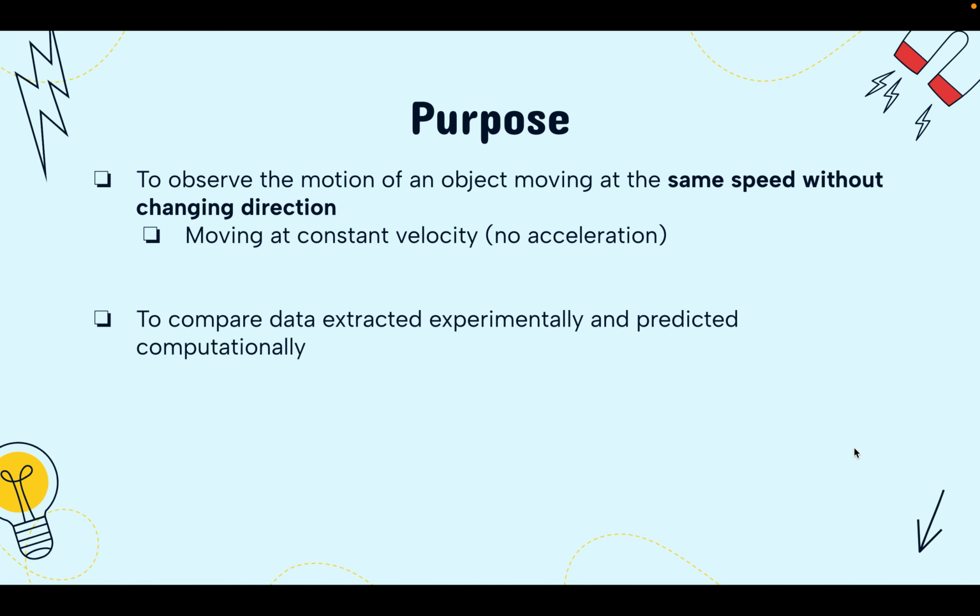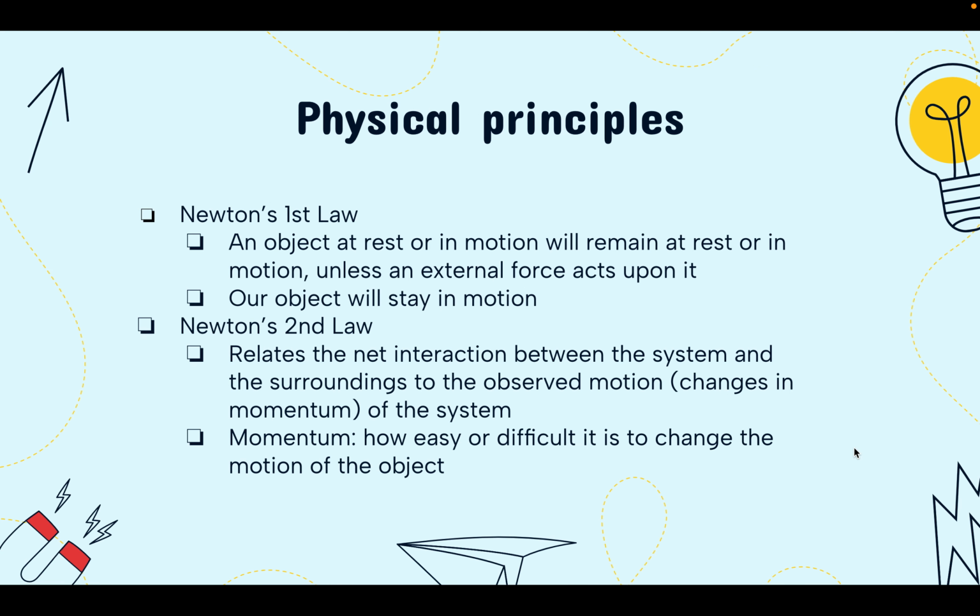The purpose of this experiment is to observe the motion of an object moving at the same speed without changing direction. In other words, this object is moving at a constant velocity, which means that there is no acceleration. We are also comparing data that has been extracted experimentally and predicted computationally. Newton's first two laws will be used in this experiment.